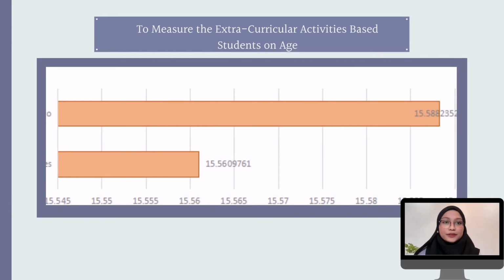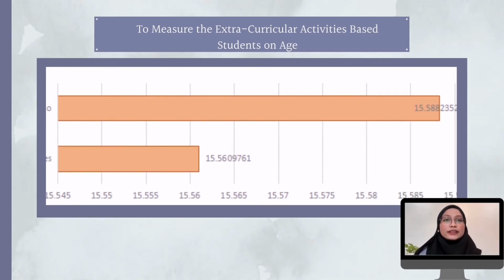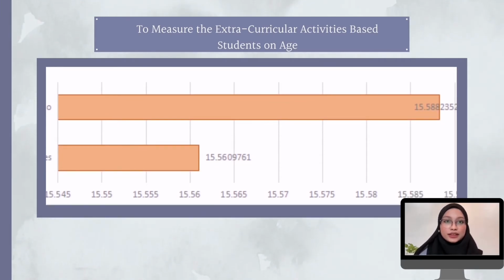The eighth graph is to measure extracurricular activity based on student age. The bar chart of the mean score of respondents doing extracurricular activity based on age shows that most of the respondents do not engage in extracurricular activity because the mean score for them is higher than the mean score for students who are engaged in extracurricular activity. It shows that most of the respondents have a common way of thinking regarding extracurricular activity and they prefer to do other things rather than doing extracurricular activity.